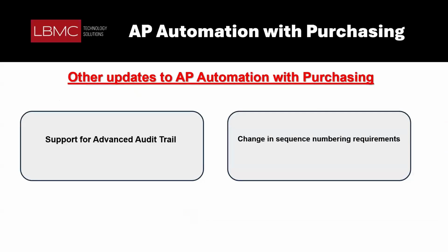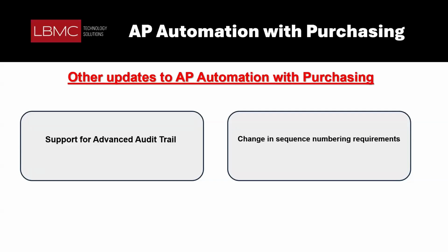AP automation with purchasing has also updated its support for advanced audit trails. So for companies that use advanced audit trails, you can now subscribe to AP automation, including an extension to purchasing, to automate any incoming transactions that you may have. The advanced audit trail tracks personal data stored in contacts, customers, and vendor records to comply with any data protection requirements that you may have, especially when you're dealing with protection laws like HIPAA.